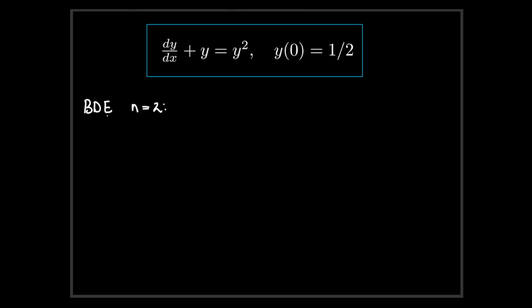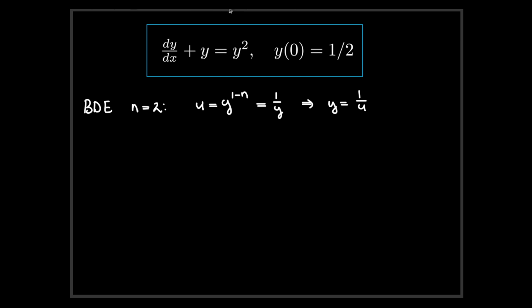Okay, so now that we know that it's a Bernoulli differential equation, what we want to do is to make the correct substitution. So here we're going to make u equal to y to the 1 minus n. And if n is 2, then this is going to tell us that u is equal to just 1 over y. So that y is equal to just 1 over u.